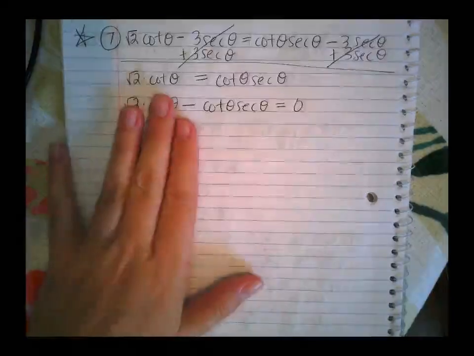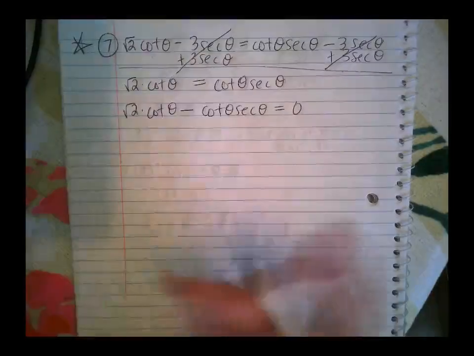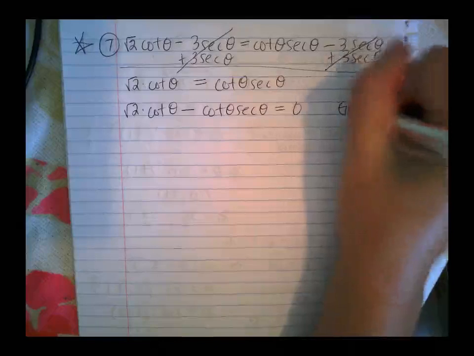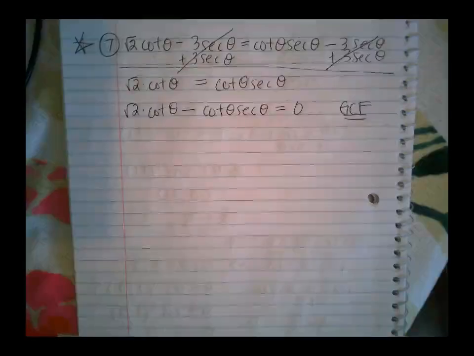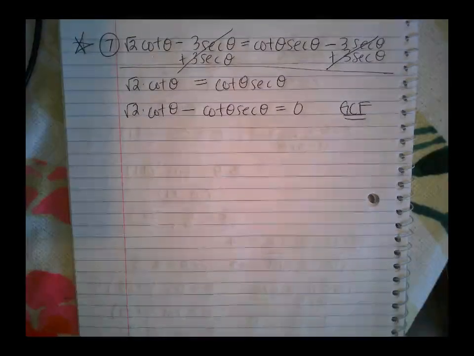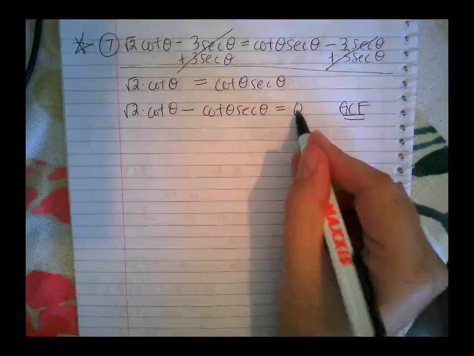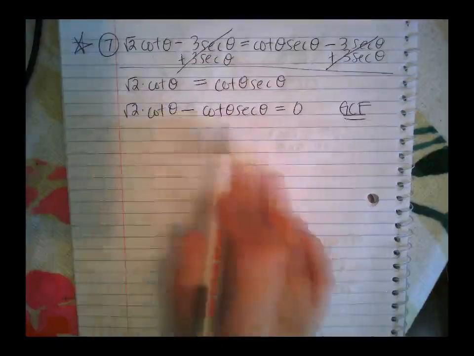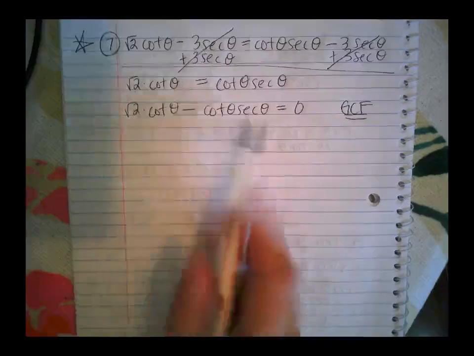Now, this is not quadratic factoring. We don't have to do factoring or quadratic formula here. This is GCF factoring. I'm only allowed to factor when it's equal to 0. I've got that. Now I just need to identify the GCF. So what do we see that's alike in both terms?